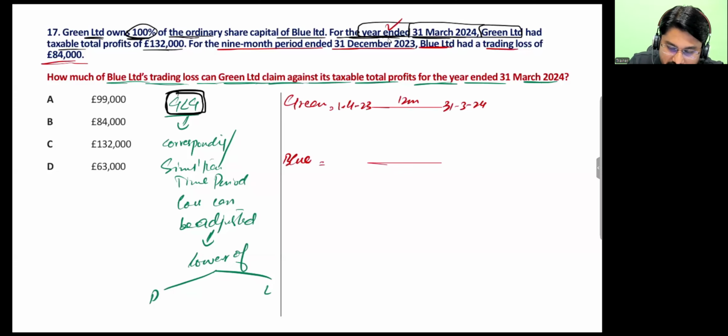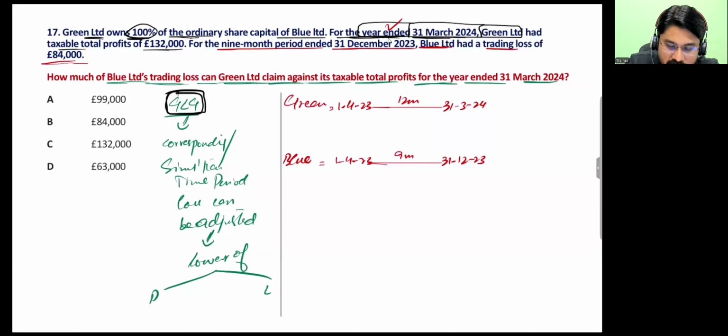And the other company's year end period end date is 31st December 23. And in fact, if it's a 9 months time period, it also started on 1st April 23. So can you please find the common months? The common months between these two companies are 9 months.